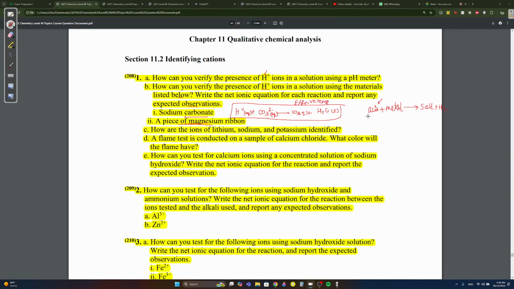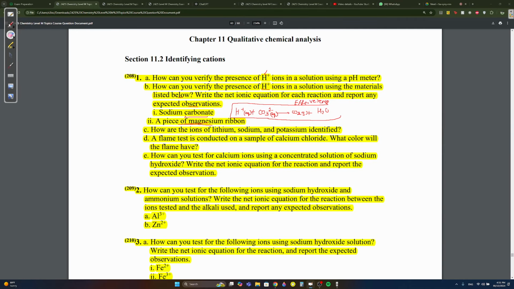The acid is composed of the cation H+ and some anion, so it's H something. The metal is just a metal. The salt comes from the anion and the metal, but the hydrogen gas comes from the H+. So if you just used H+ instead of acid, we won't have a salt, but H+ plus metal gives hydrogen gas. That's just the explanation, but you can just memorize it.